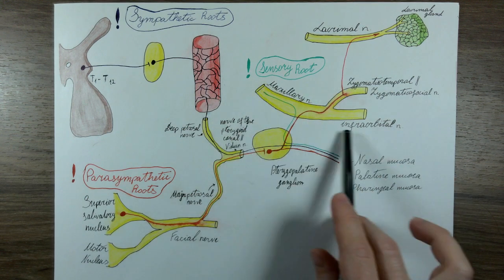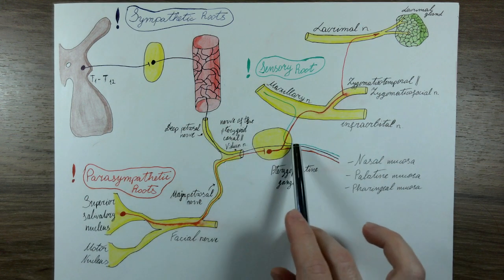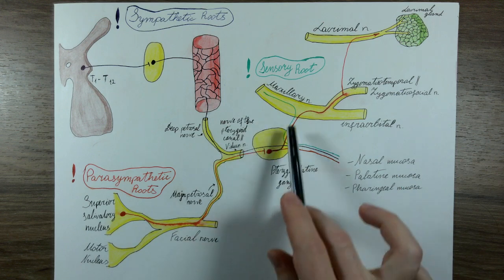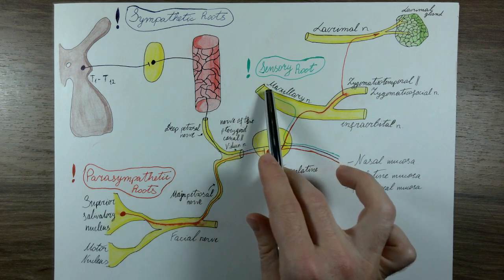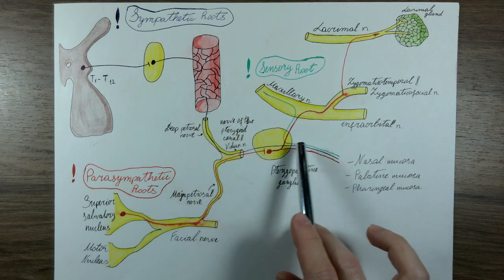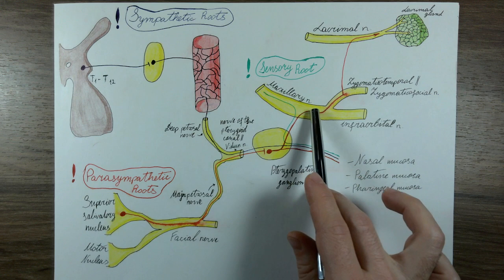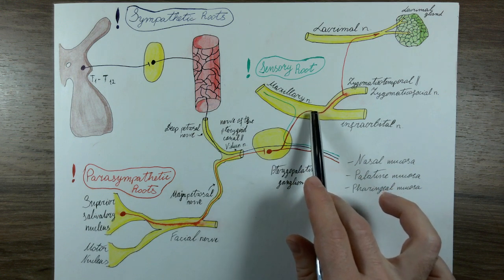You have the maxillary nerve, which goes adjacent to the ganglion inside of the pterygopalatine fossa, and they just exchange some fibers. The maxillary nerve gives sensory fibers to the ganglion, and the ganglion gives parasympathetic fibers to the nerve.